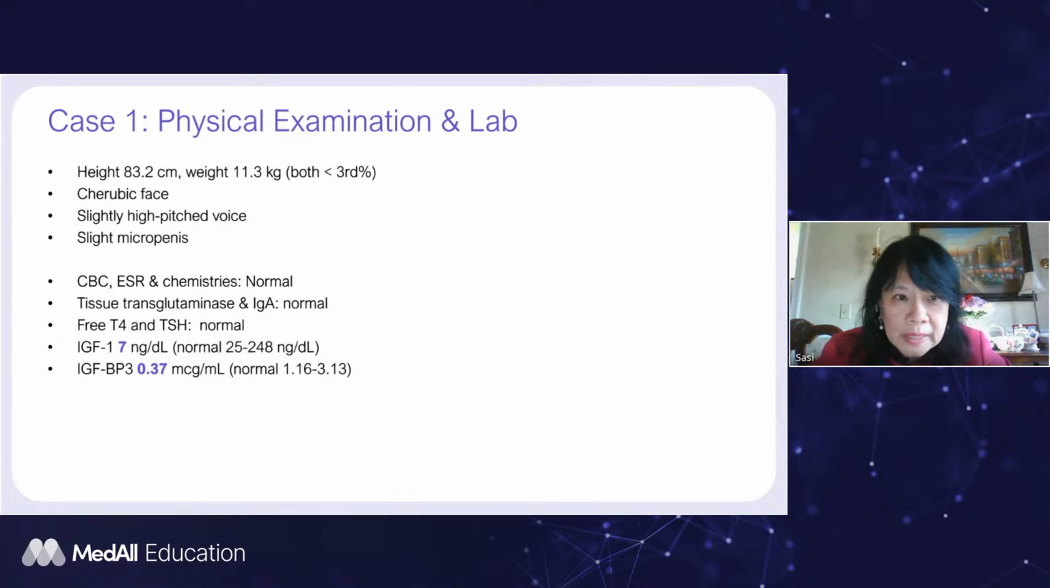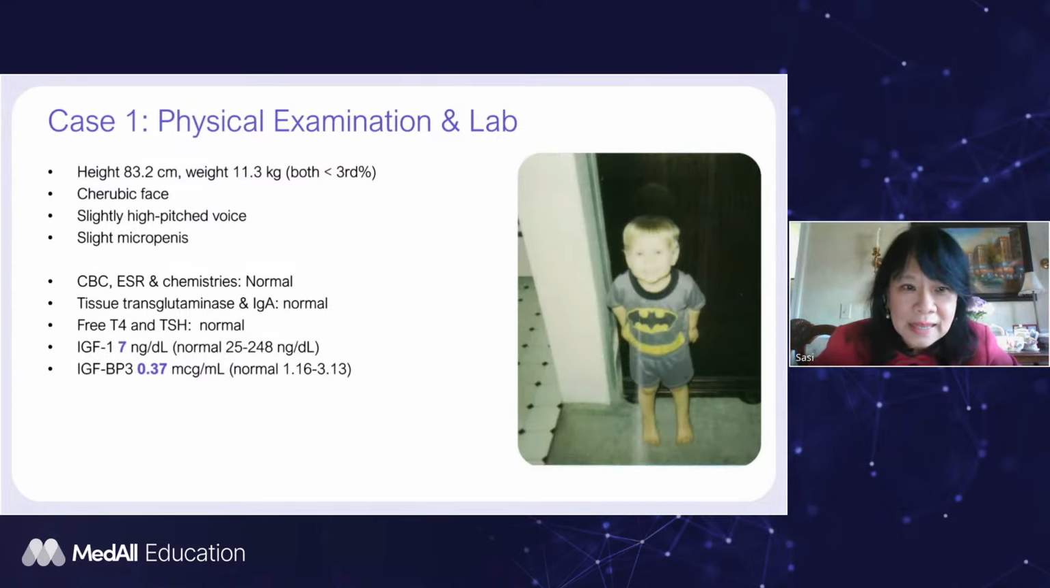So when I do physical exam on him, he appears to be a little bit chubby, with a cherubic face. And when he speaks, he has a slightly high-pitched voice. And when I do GU exam, he has slight micropenis. That just gives me a clue to think about a potential cause of short stature, likely growth hormone deficiency.